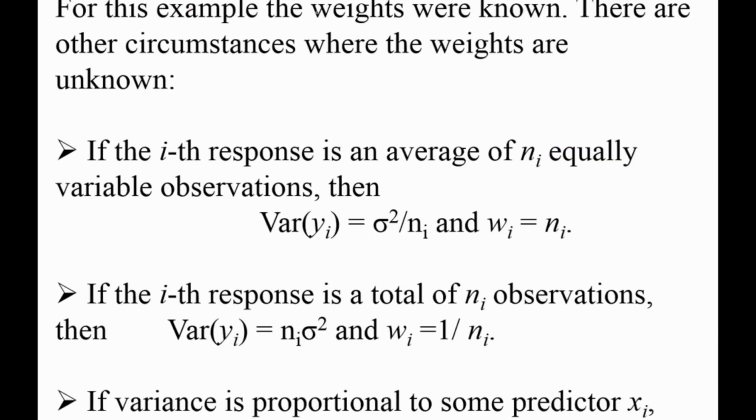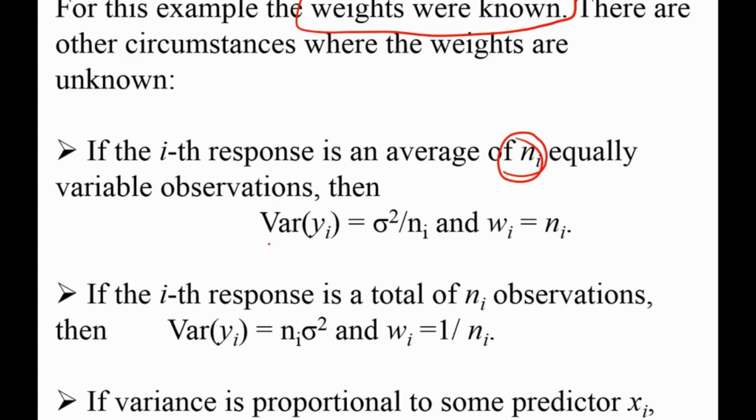For this example, the weights are known. As I have said, the weights are known, but this circumstance will not be there always. So how do you find the weights when the weights are not given explicitly? Well, suppose the ith response of a data set is an average of ni observations.